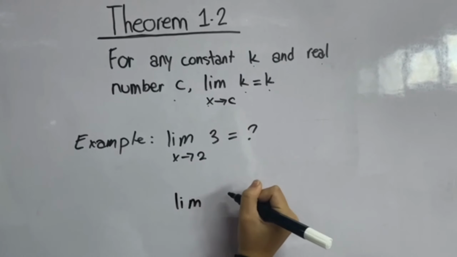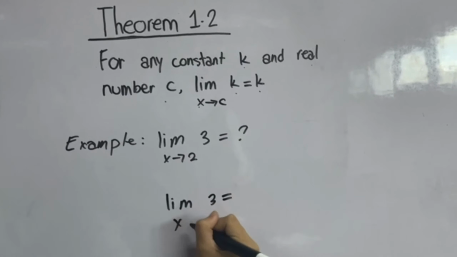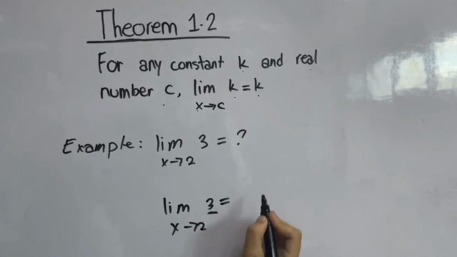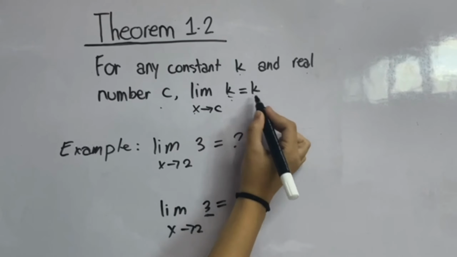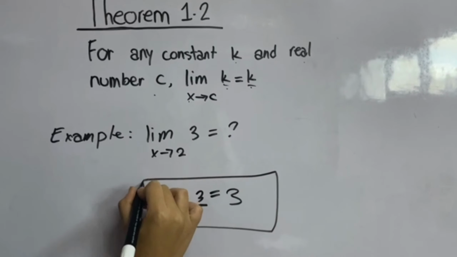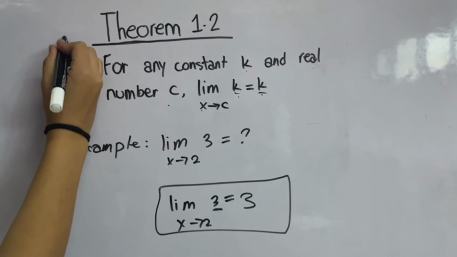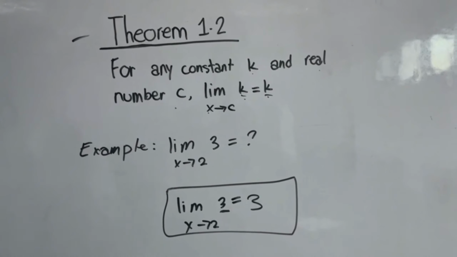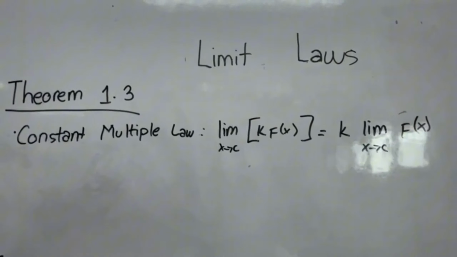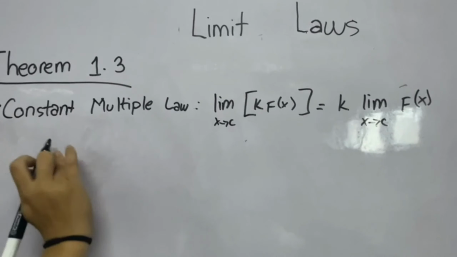So according to the theorem, the value of our limit of 3 as x approaches 2 is simply equal to the value of the constant k of our limit, which is 3. And that is our final answer. Now that we are done with our theorem 1.2, let us proceed to our theorem 1.3. Under this theorem, we have 4 limit laws.